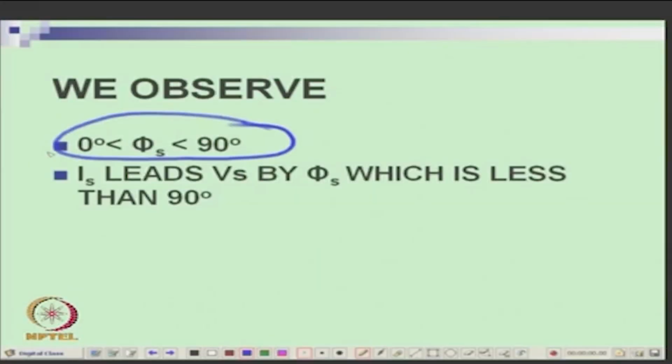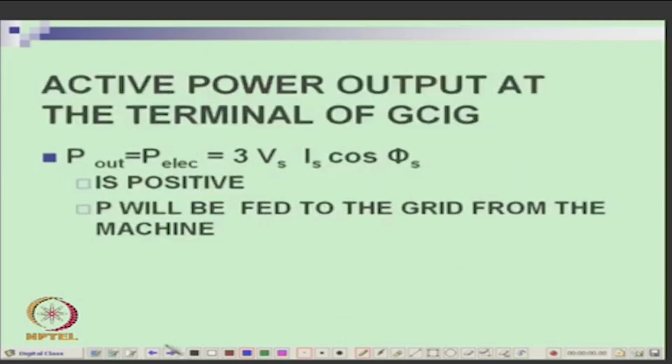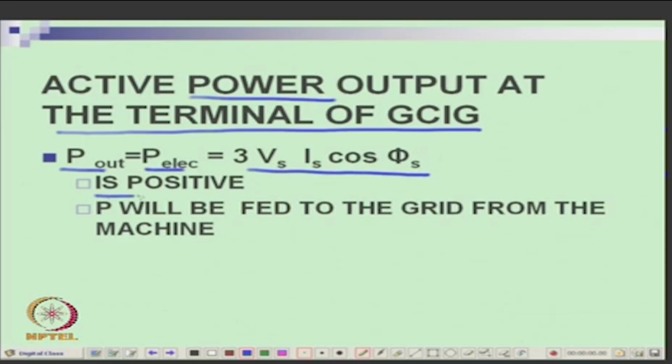So, we observe that phi s is 0 to 90 degrees, earlier it was 90 to 180 degrees. So, Is leads Vs by phi s, which is less than 90 degrees. Active power output at the terminal will be P out, P electrical, 3 times Vs Is cos phi s, which is positive now. By definition it is positive, and P is fed to the grid from the machine.